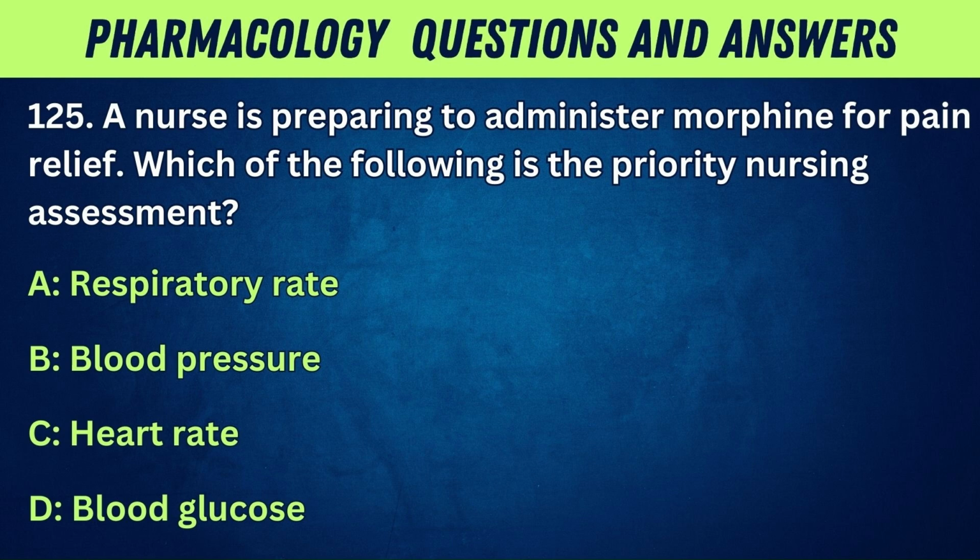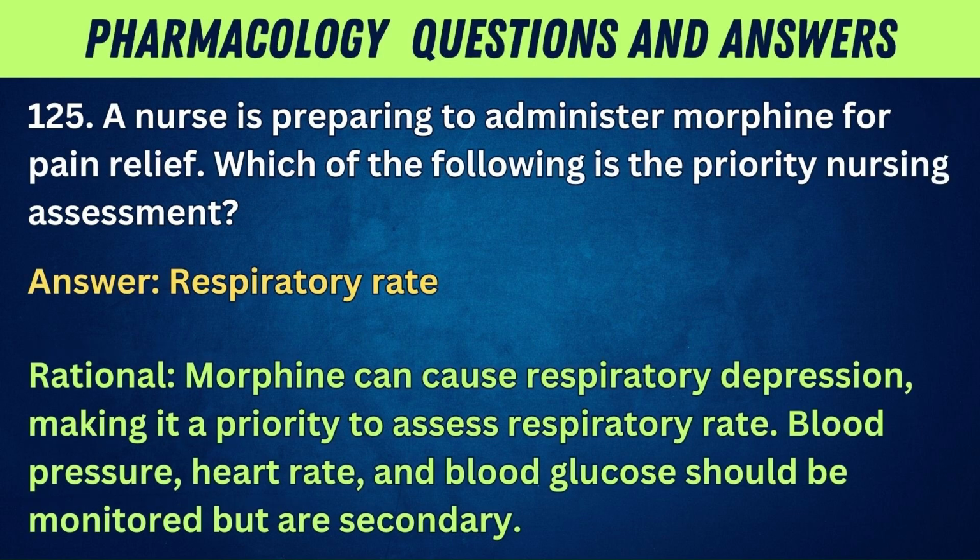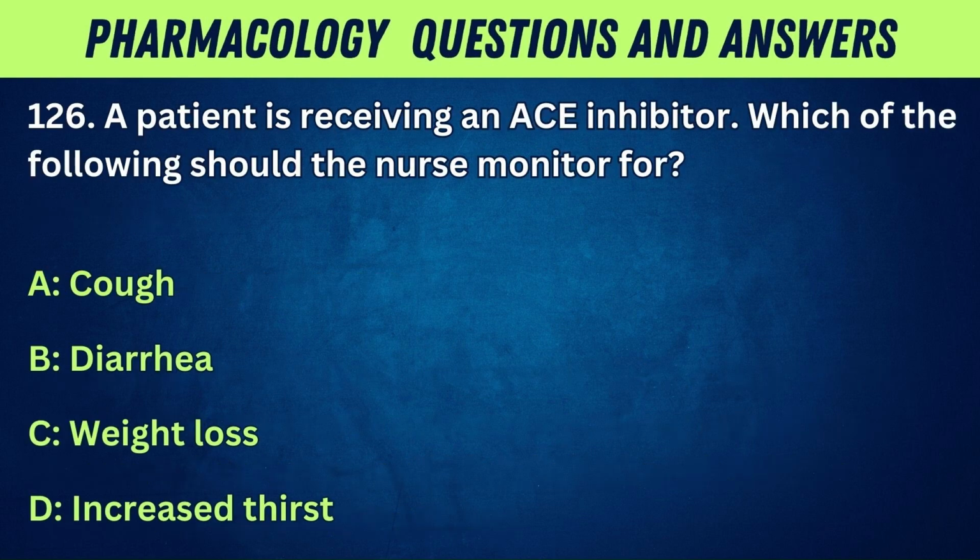125. A nurse is preparing to administer morphine for pain relief. Which of the following is the priority nursing assessment? A. Respiratory rate. B. Blood pressure. C. Heart rate. D. Blood glucose. Answer: respiratory rate. Rationale: Morphine can cause respiratory depression, making it a priority to assess respiratory rate. Blood pressure, heart rate, and blood glucose should be monitored but are secondary. 126. A patient is receiving an ACE inhibitor.